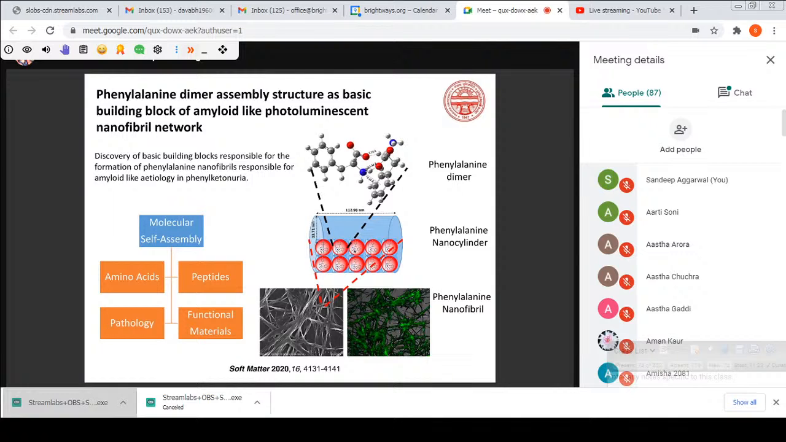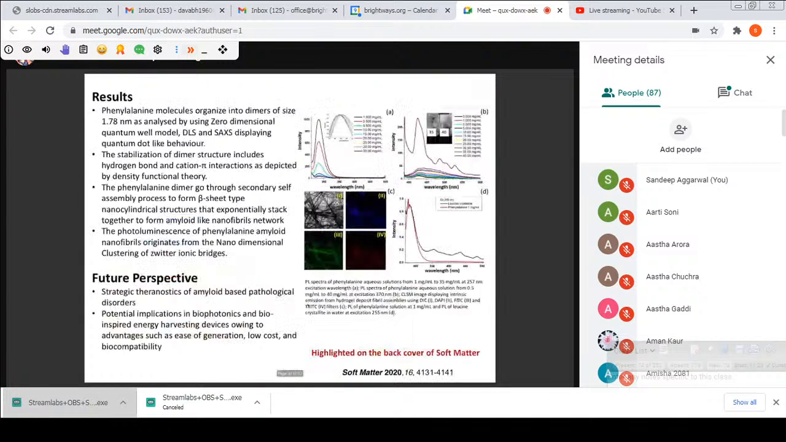So this is also a latest work that we have presented, in which we have tried to show that these type of nanofibrils are actually formed from small dimer systems of phenylalanine. And in this we have used a latest technique called small angle X-ray scattering study, or SAXS study, of the network of a nanofibril system.